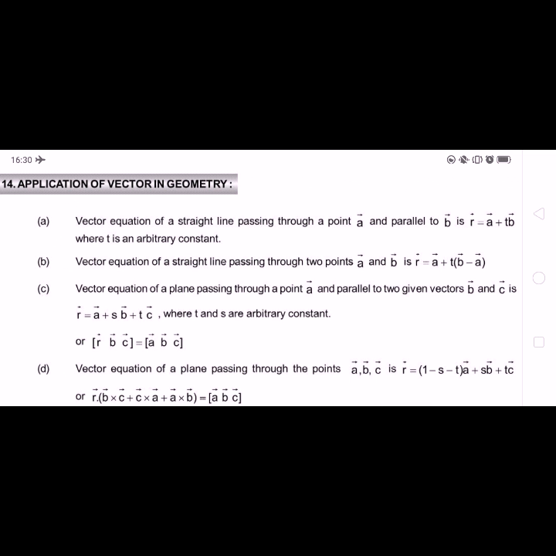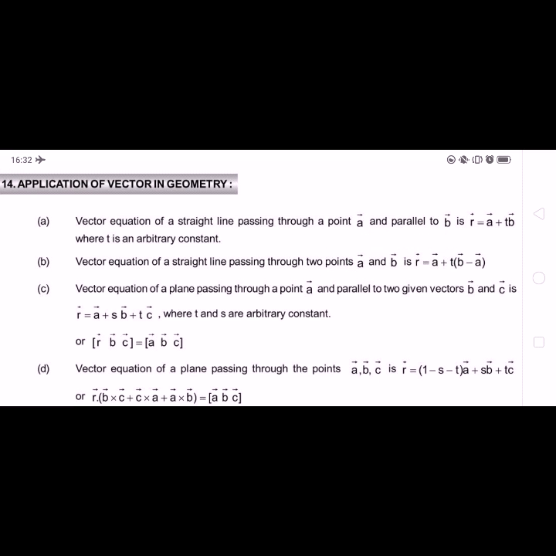The applications of vectors in geometry: the equation of a line passing through A bar and parallel to B bar is R bar equals A bar plus T B bar, where T is some arbitrary constant. A bar, B bar are given, right? R is nothing but xi plus yj plus zk. Then the vector equation of a line passing through 2 points A bar and B bar is R bar equals A bar plus T times (B bar minus A bar). Just remember, it is passing through 2 points, so it's T times (B bar minus A bar) plus A bar.